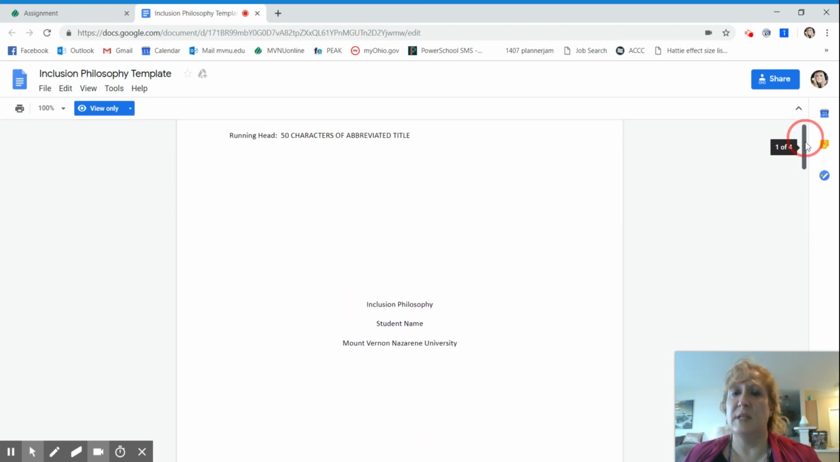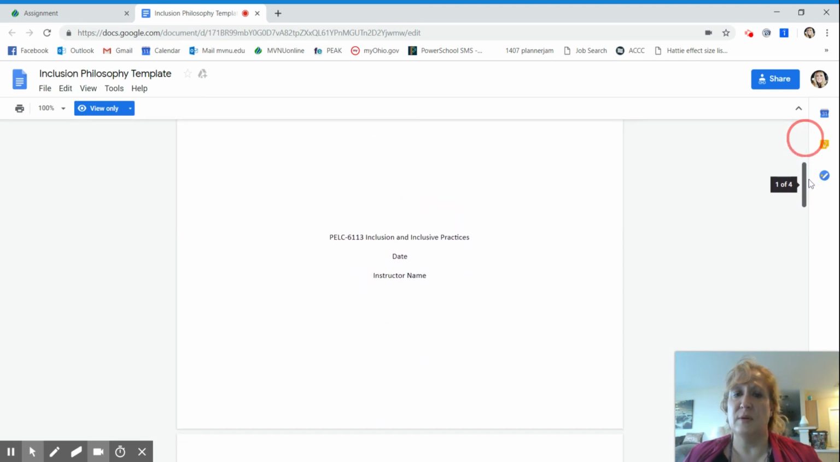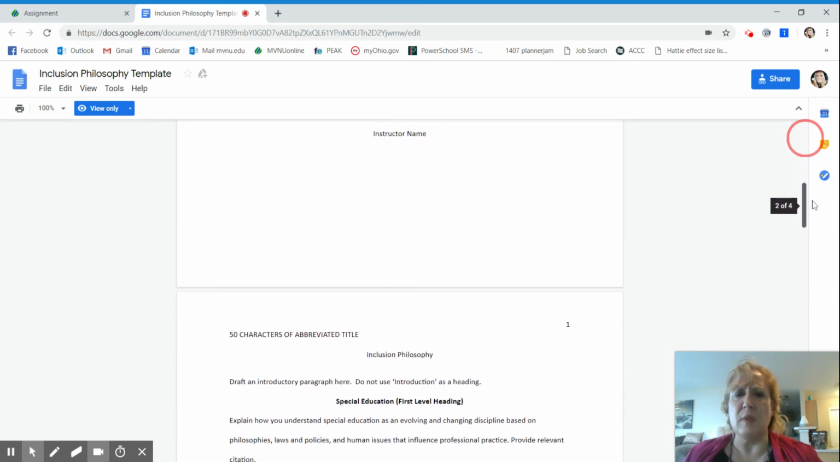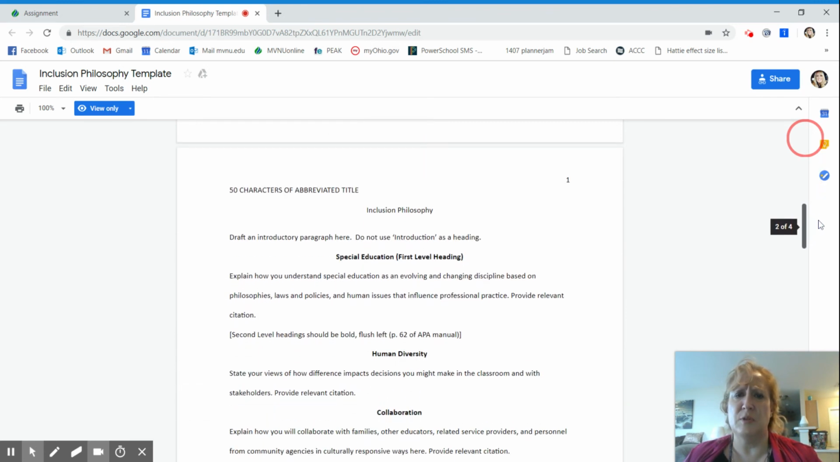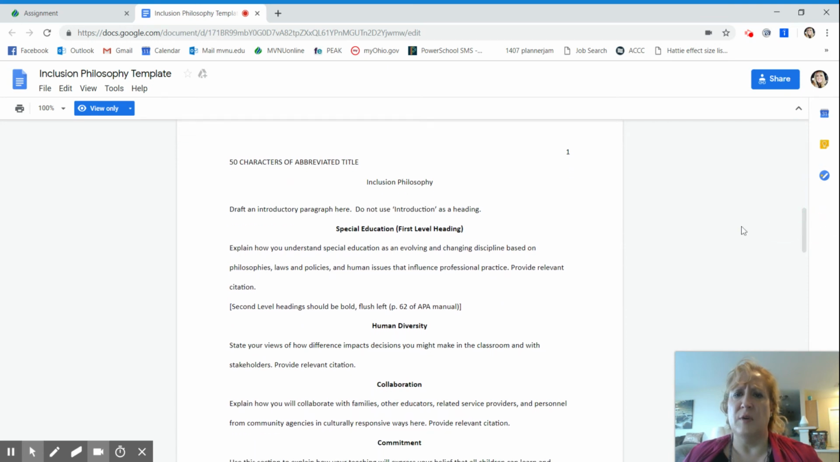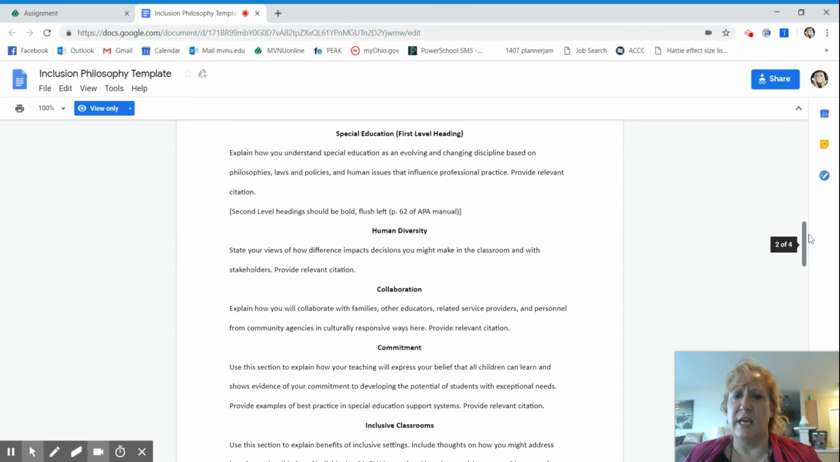Here is the template for next week for your philosophy paper that's due at the end of week 8. Do make sure, this doesn't look like it's in Times New Roman, so do make sure you use Times New Roman 12-point font. You're going to write inclusion philosophy at the top. You're going to put your introductory paragraph there. You're going to explain that you're going to talk about special education, human diversity, collaboration, commitment, and inclusive classrooms. So these are all the level 1 headers. Special education is a level 1 header.